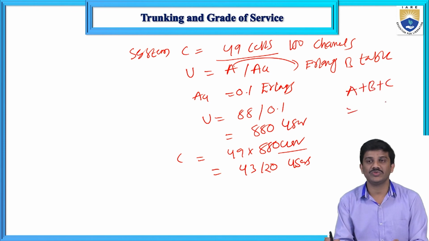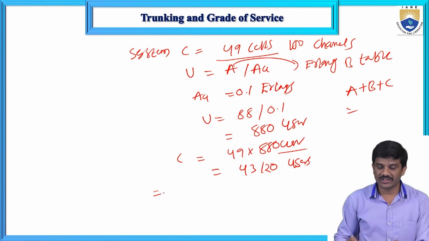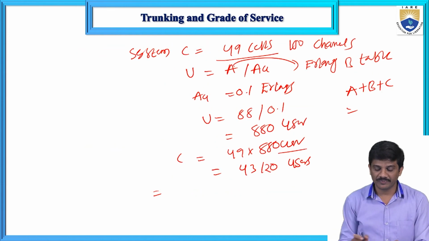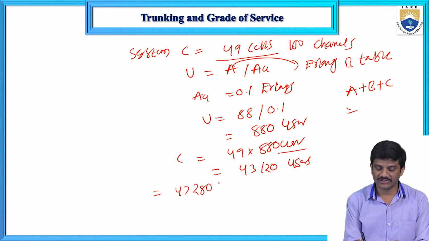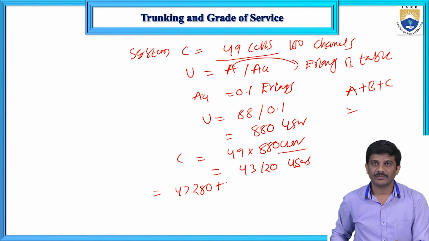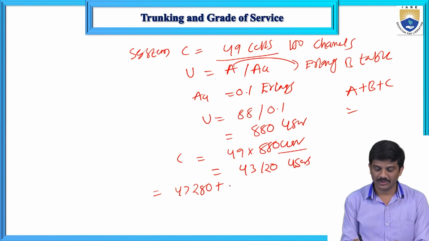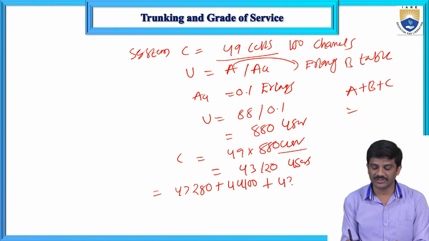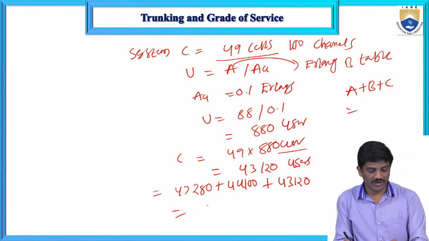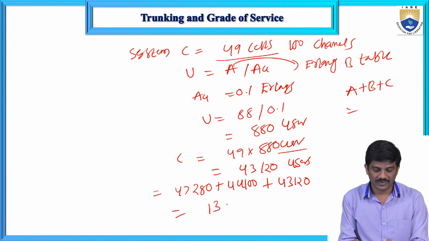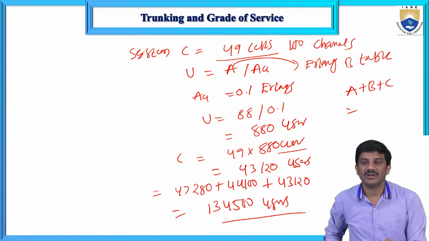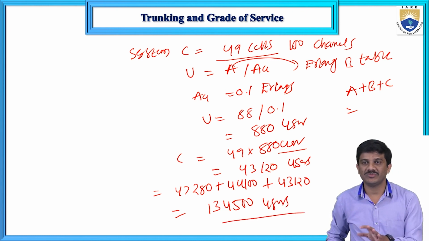They also asked in the question for system A, system B, and system C, how many users in total. Like that, we find here: system A, 47,280, plus system B, 44,100, plus system C, 43,120 users. Then we can write the total: 1,34,500 users. These are the total users for system A, system B, and system C operated.